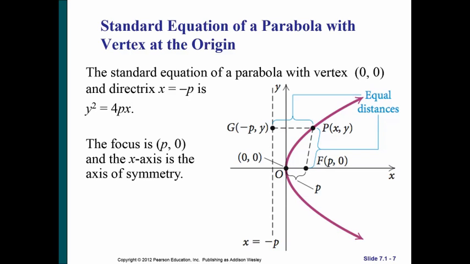You can also do this sideways. If you have a parabola that opens to the left or to the right, the same thing happens. Here's your vertex at 0, 0, and here's your distance p going to the right. Let's say that's a distance of 3 units. Where is the directrix and what's its equation? If the focal point is 3 units to the right, the directrix is 3 units to the left, or x equals negative 3. That would be the equation of the directrix.